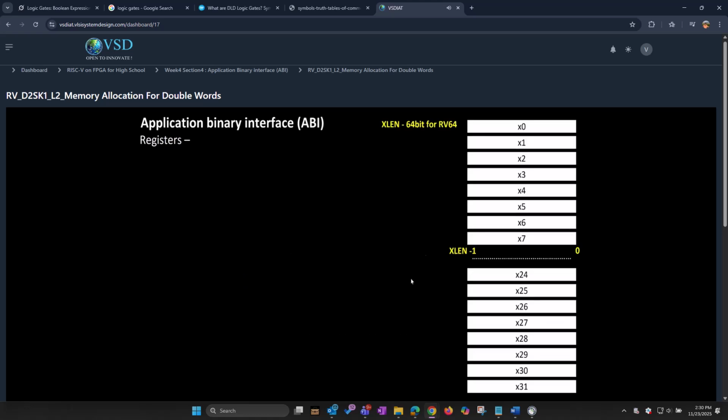So what we'll do now is consider XLEN as 64-bit, because all the concepts and examples that we are taking are for a RISC-V 64-bit architecture. So let's assume that XLEN is 64-bit, which means all the registers are 64-bit, and the bit numbering starts from 0 and ends at 63. So let's talk about a 64-bit example.